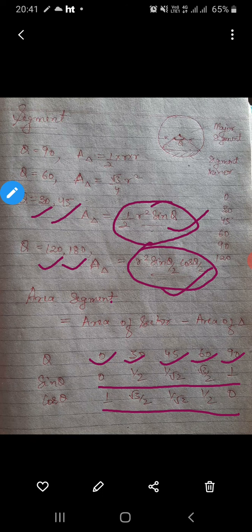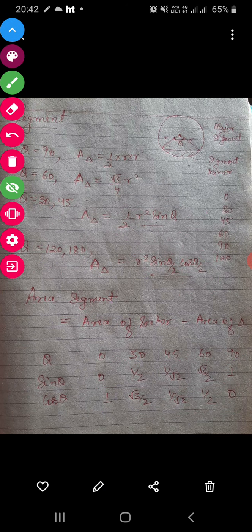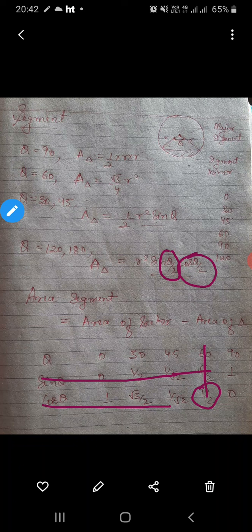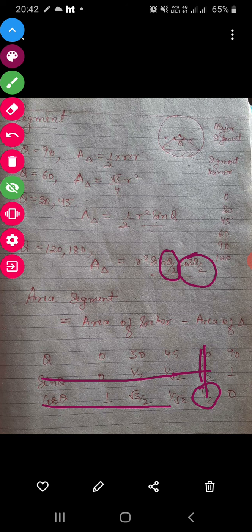Now if we talk about 120 degree, you do not know its value, so I have formed another formula for you, that is this formula. In this formula, when you keep the value 120, it will automatically become 60, because theta upon 2, 120 upon 2, is 60. So we can get the value of 60 degree. Sine 60 degree is this, cos 60 is this, like this you have to do. So this table also you have to make.